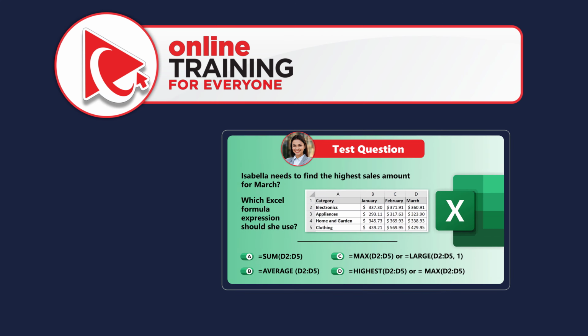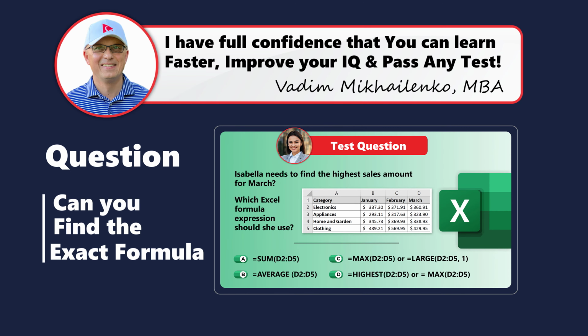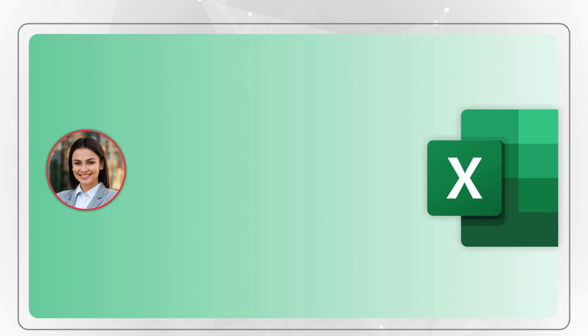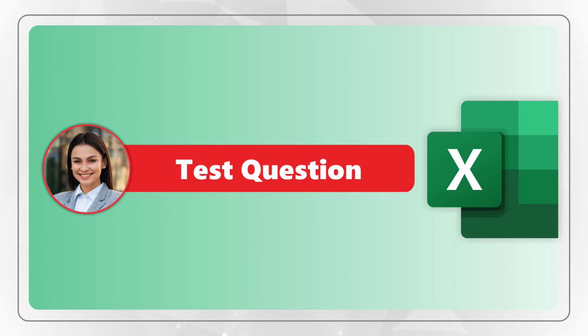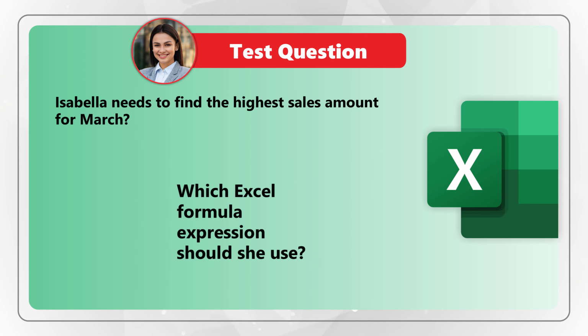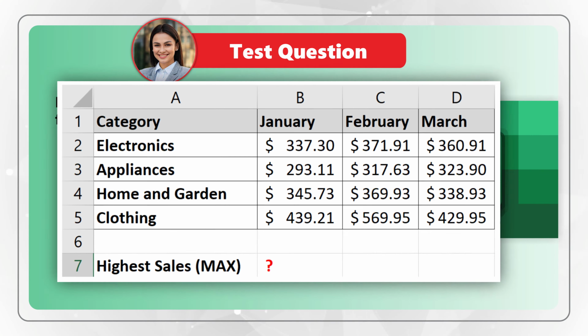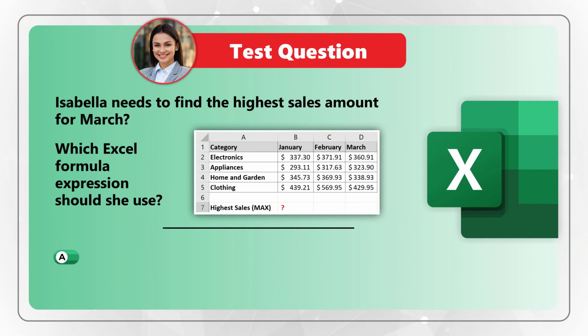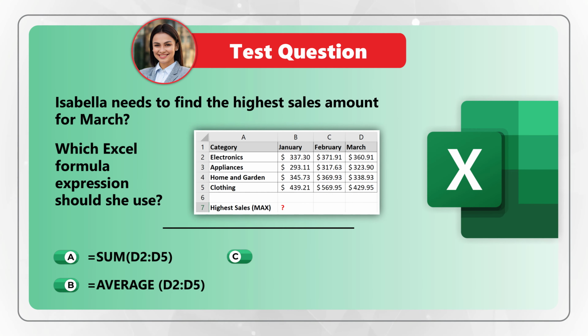I have a surprise challenge for you. I'm gonna give you a practice question and ask you to solve it on your own and post the answer in comments. Isabella needs to find the highest sales amount for March. Which Excel formula expression should she use? You're presented with the data set and 4 possible choices. Choices A, B, C, and D.